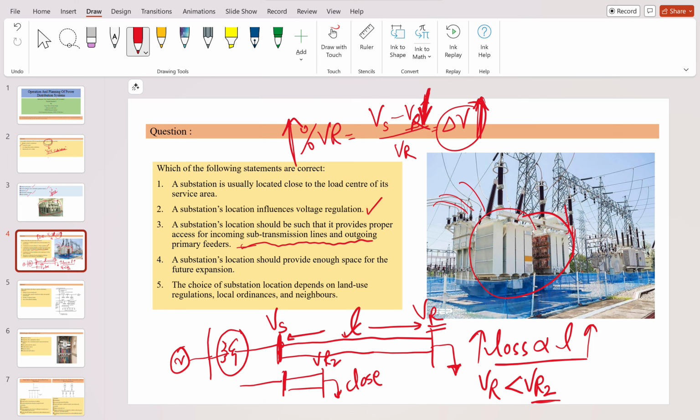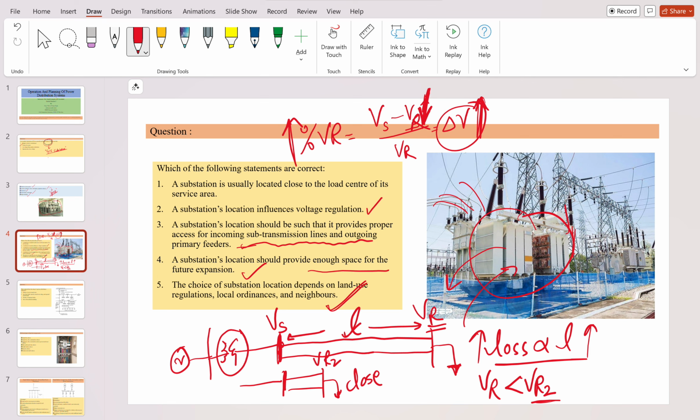Fourth, it says a substation location should provide enough space. That is true, because if the load is going to increase further, you need larger radius cables, and more insulation will be required. Then you further change the distribution transformer, and need a somewhat higher capacity transformer. So enough space should be there so it can be replaced and a new one put in. And also the choice of substation depends upon land use regulation, local ordinance and neighbors.